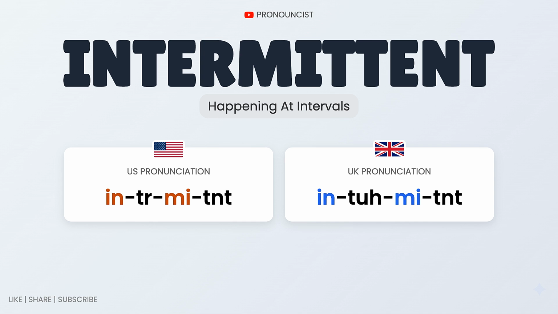Intermittent, intermittent. Now, let's focus on British pronunciation of this word. Intermittent, intermittent. Now, read the syllables of British pronunciation shown on the screen naturally.